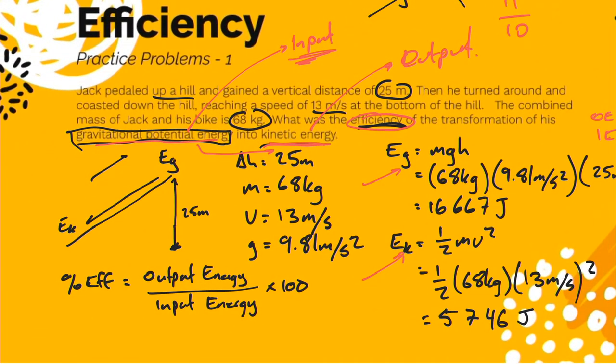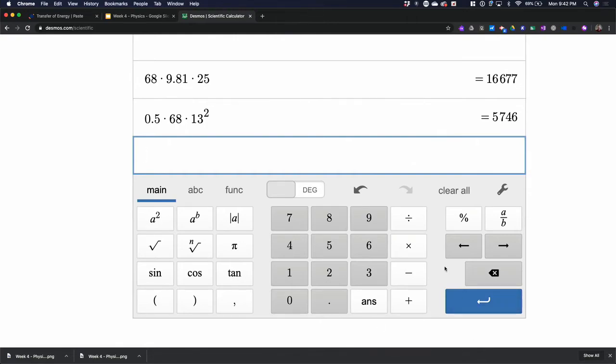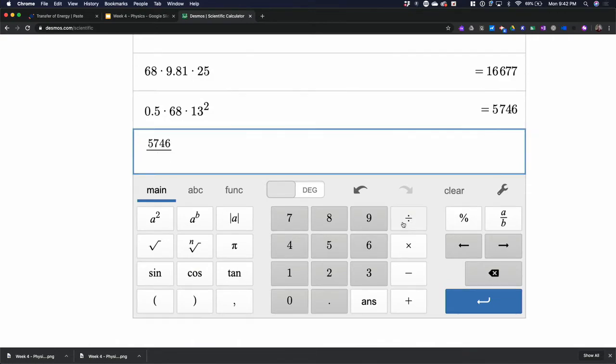So now I'm just going to fill out the rest of my formula. I say that my percent efficiency is equal to my output energy, which is 5,746 joules, divided by my input energy, which was 16,667 joules. Notice that joules and joules cancel, times 100, which means that I'm going to be left with just a percentage. So let's do the math on this one. Here's my scientific calculator. 5,746 divided by 16,667, and then we're going to multiply that by 100.